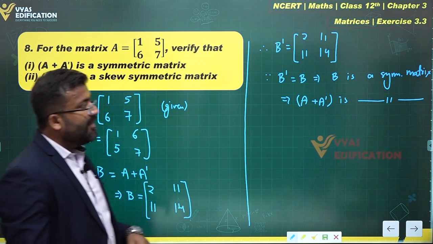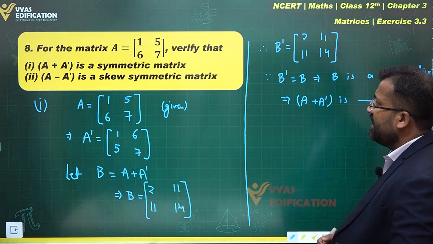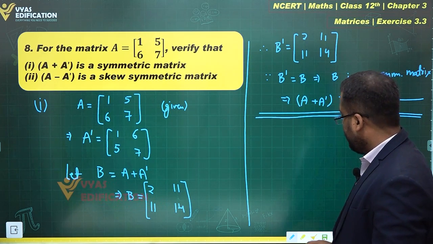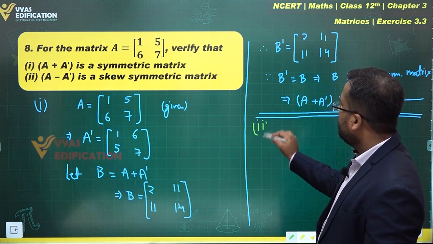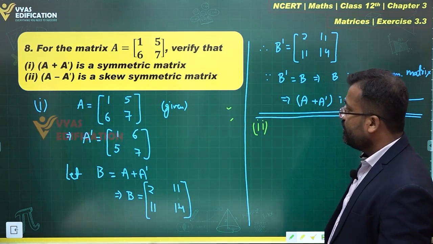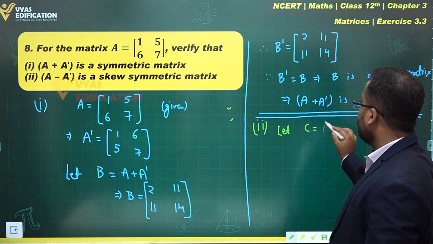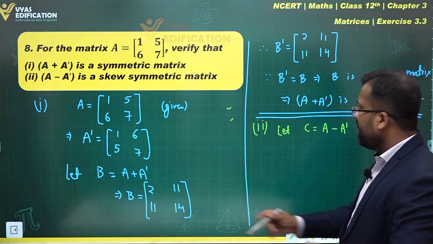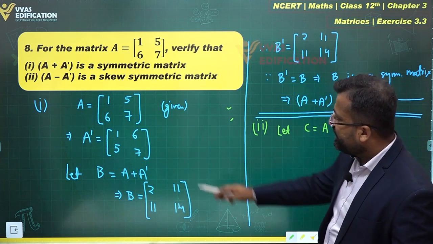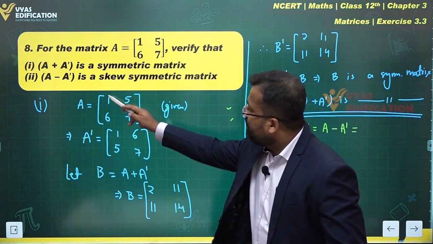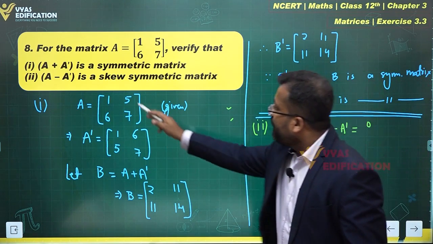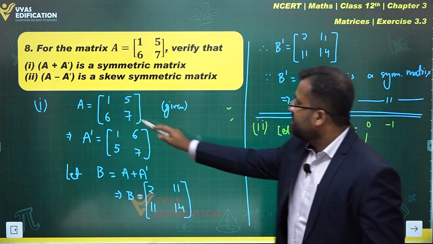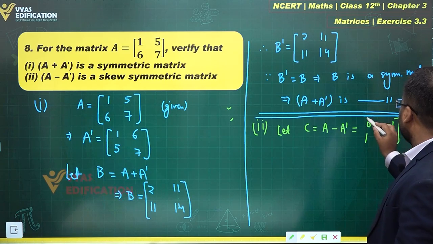Next, we are supposed to talk about A minus A prime. Can I continue from here only? Yes, we can continue from here only. We have already found A and A prime. So, for the second part, let C equal A minus A prime. Now, what is A minus A prime equal to? This will be equal to the difference of these two. 1 minus 1 will be 0. 5 minus 6 would be minus 1, 6 minus 5 would be 1, and 7 minus 7 would be 0. This is the matrix that I obtain over here.